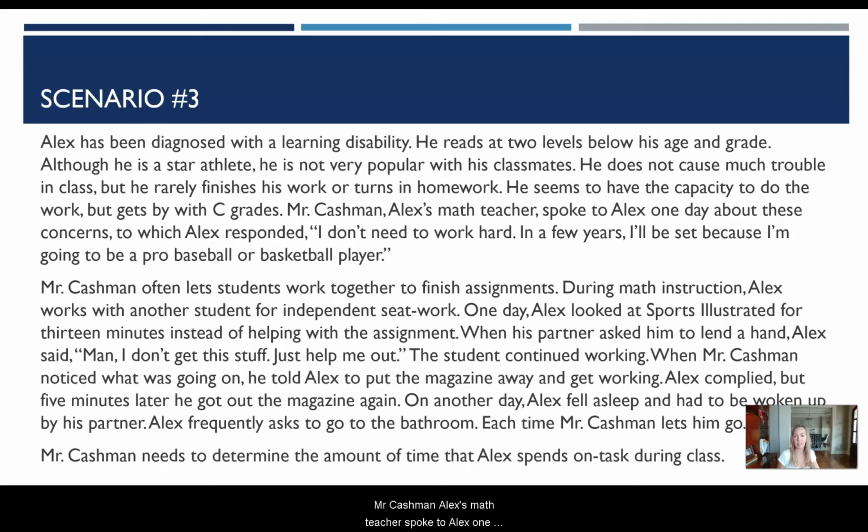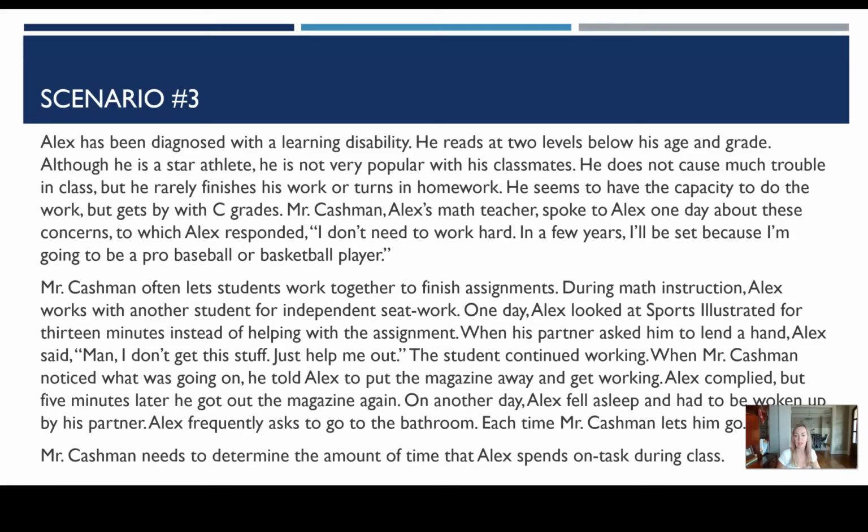Mr. Cashman, Alex's math teacher, spoke to Alex one day about these concerns, to which Alex responded, "I don't need to work hard. In a few years, I'll be set because I'm going to be a pro baseball or basketball player." Mr. Cashman often lets students work together to finish assignments. During math instruction, Alex works with another student for independent seat work. One day, Alex looked at Sports Illustrated for 13 minutes instead of helping on the assignment.